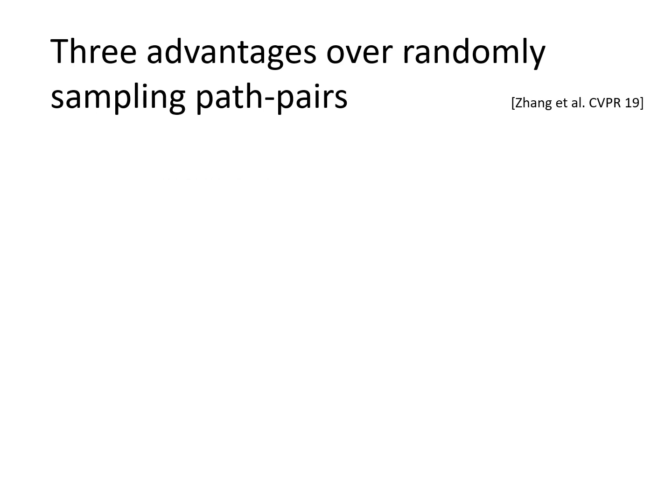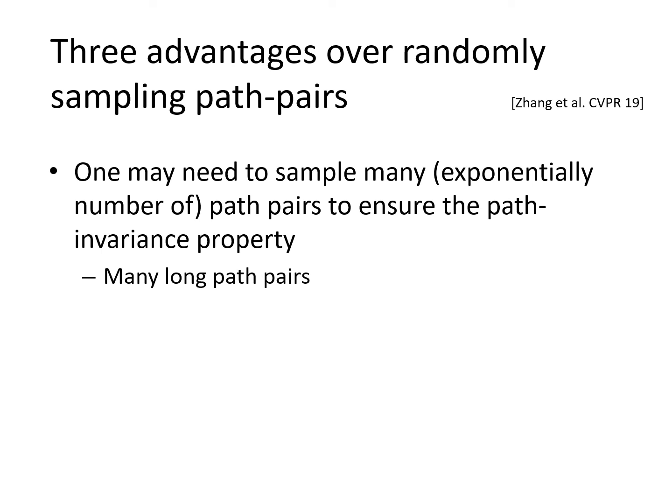All right, you may want to argue, why not just randomly sample path pairs, which is inspired by the success of stochastic gradient descent for training neural networks? In fact, there are 3 advantages of pre-computing a set of path pairs. The first one is that unless for special graphs, one may need to sample many, sometimes exponentially many, path pairs to ensure the path-invariant property.